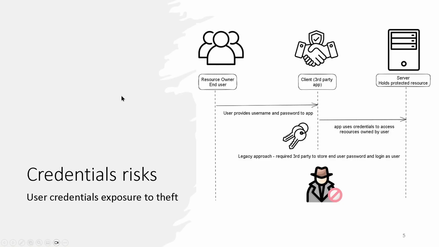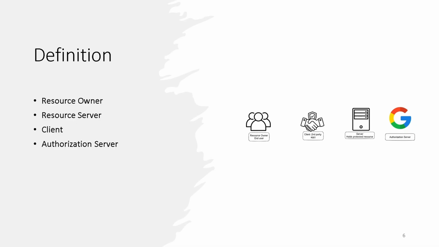The exposure of user credentials poses a significant security risk, making them susceptible to theft and unauthorized access. OAuth and OpenID Connect mitigate these risks by eliminating the need for applications to store user credentials, instead using secure tokens for authentication. Here are some definitions relating to this topic.